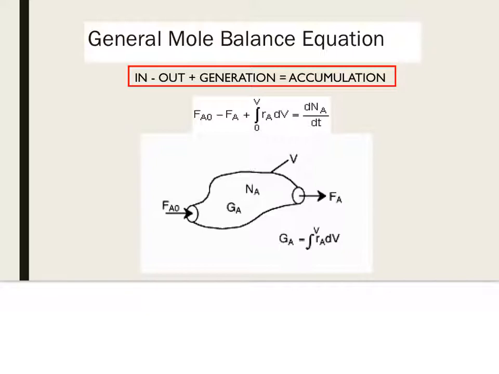Okay, we start with the general mole balance equation, where we have everything that goes into the system, minus everything that goes out from the system, plus generation, equals accumulation. So the in is FA naught, minus FA, plus the integral of RA dV, equals dNA over dt.